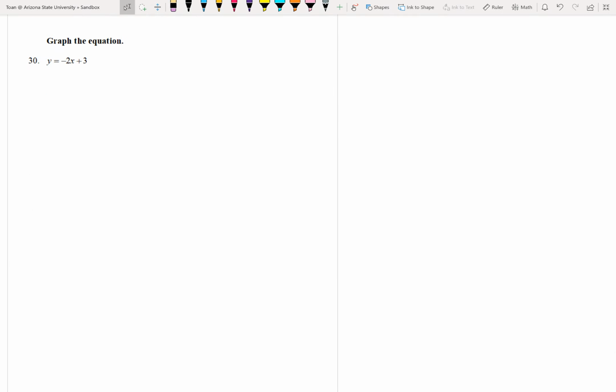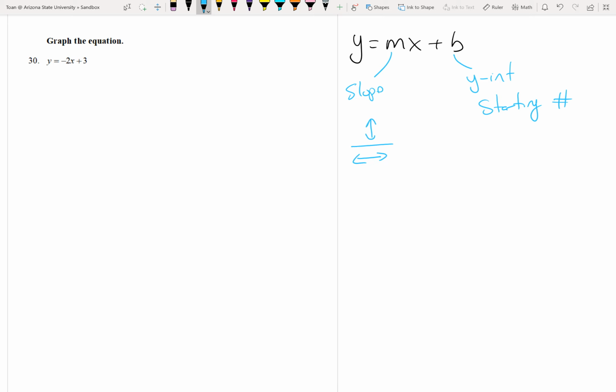Last but not least, number 30, it was just a simple graphing of a linear equation. We have to remember that equations in slope-intercept form are y equals mx plus b. The last number is your y-intercept. That's your starting number. And the slope, the number with the x, tells you how far up or down to go or how far left to right to go.